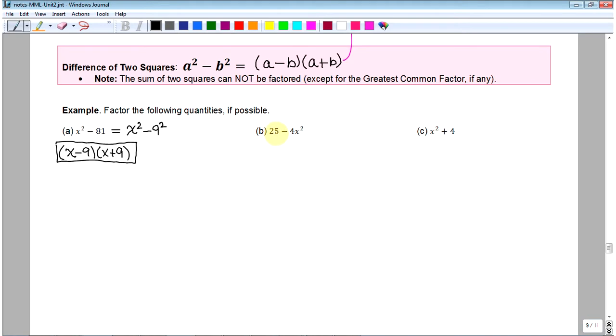Okay, in part B, in order to apply this formula, I need to have the difference of two things being squared. So 25 I know is the same thing as 5 squared, minus, and now I need the second quantity to be a single quantity squared. Well, I know that 2 squared is equal to 4, and if I square my x, that gives me x squared. So now I have it written in a form where I can apply my formula. This will factor into 5 minus 2x times 5 plus 2x.